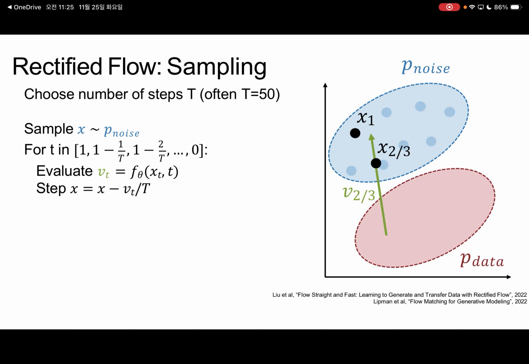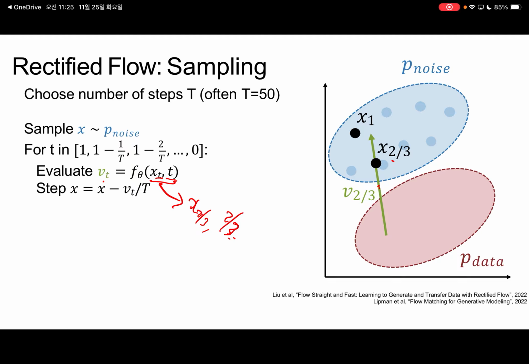Then we start with x2 divided by 3, and then we pass x2 divided by 3 and t to the neural network, and then it outputs vt. Then vt might be a little bit different, right? Because the input changed. Here the input was x1 and 1. Here the input is x2 divided by 3 and 2 divided by 3. So the input is different, the vector is different, right?